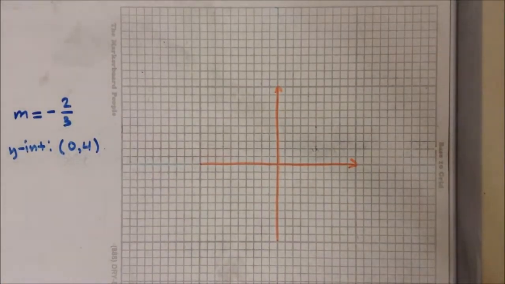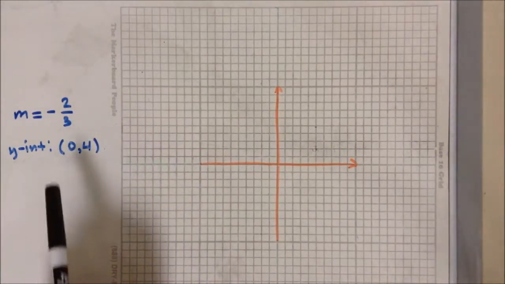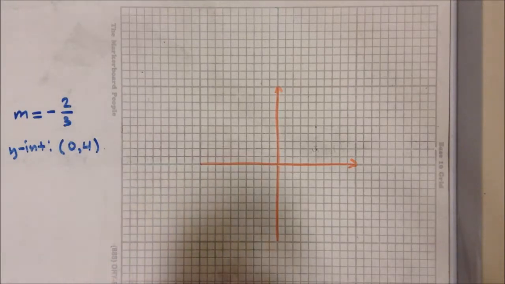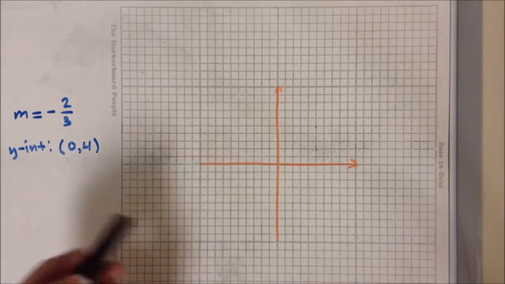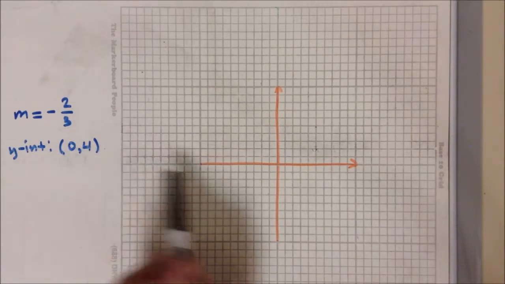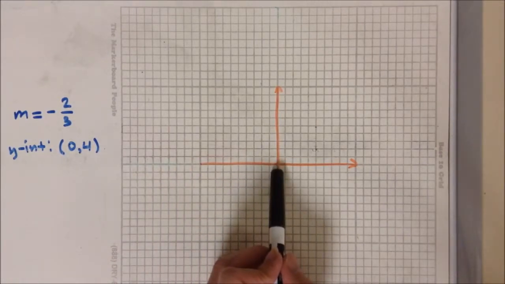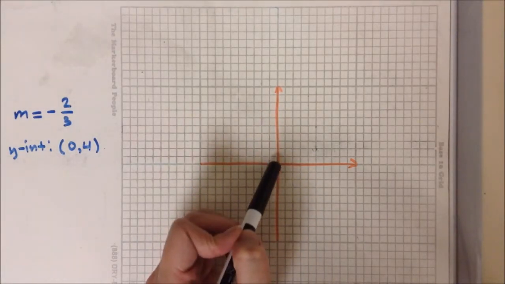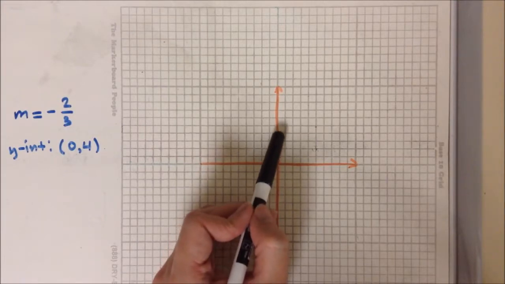In this example, our slope is negative 2/3 and our y-intercept is (0, 4). When you're graphing, the first thing is to find our y-intercept. So 0 for x, which is in the middle, and my y value is 4, so I'm going to go up 1, 2, 3, 4. So my y-intercept is going to be here.